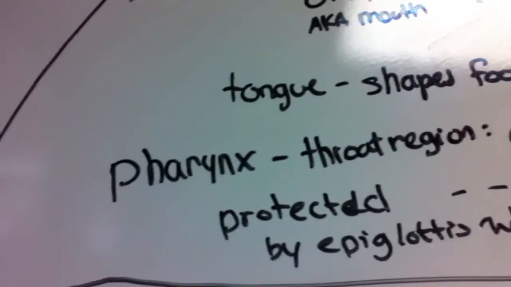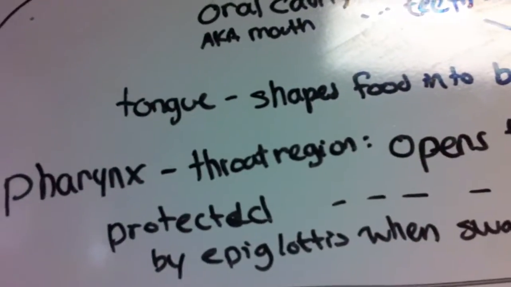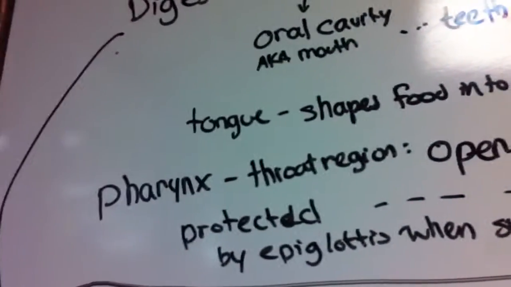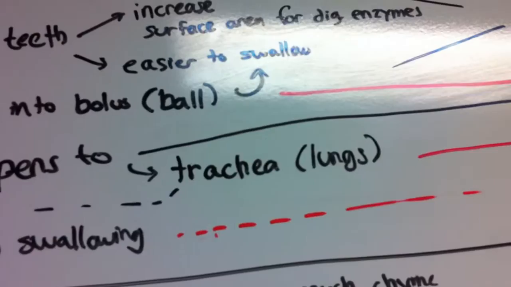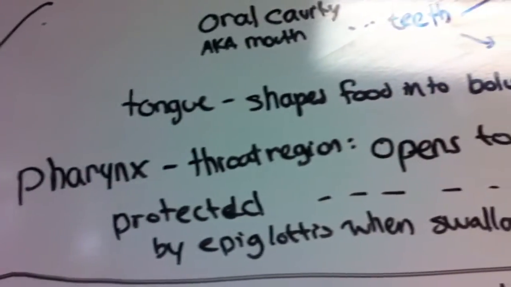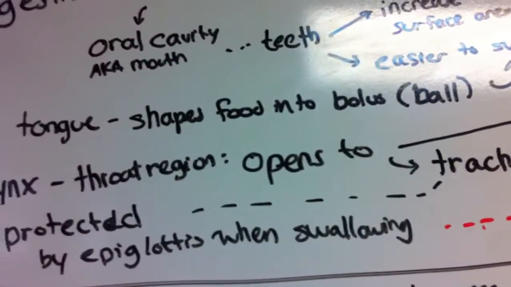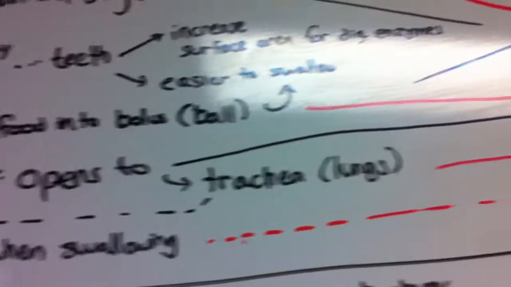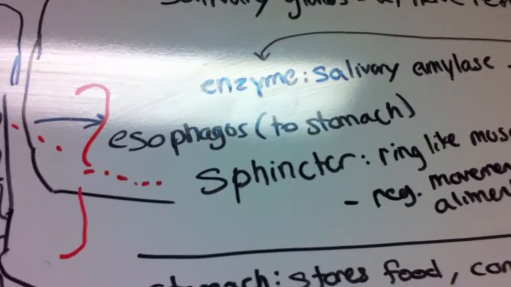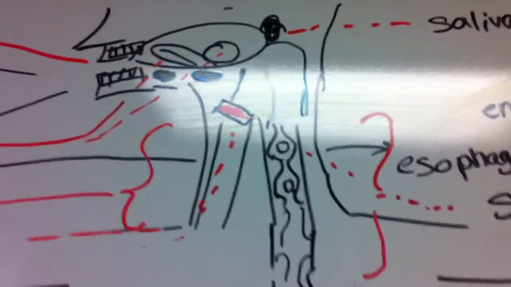So we proceed on to your pharynx, which is your throat region, after the tongue shifts the food in. And the pharynx opens up to two spots. One is the trachea, here, which will lead to your lungs. The trachea is protected by the epiglottis, which will close up the trachea when you're swallowing so you don't get food in your windpipe. Of course, this does not work 100%. Also in the pharynx is the esophagus, which will lead to the stomach, right here.